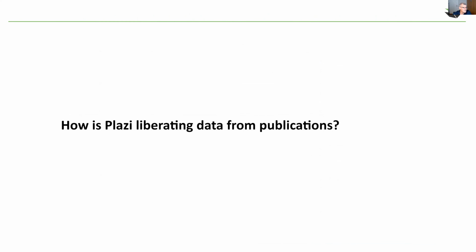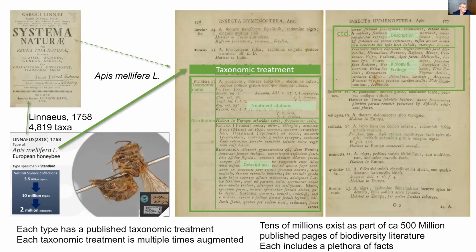So how is Plazi liberating data from publications? First, we make use of something which is really at the base of taxonomy. When Linnaeus started in 1758, he is hailed for creating the Latin binomen, like in this case, the honeybee Apis mellifera. So here it's clear, the L for Linnaeus, and we know that L with a point is 1758.